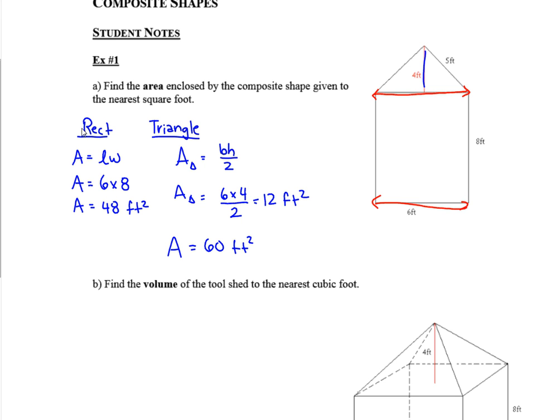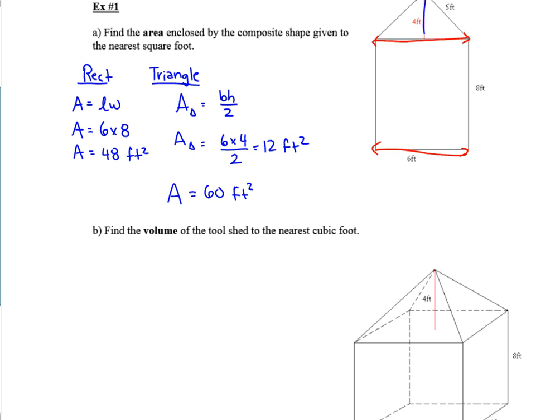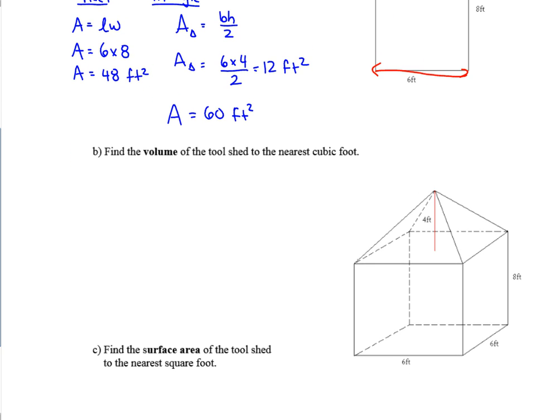We add them together. Okay, pretty simple. Totally simple when it's two-dimensional. When it's three-dimensional, it's a lot tougher to visualize. Now, in this case, it says find the volume of the tool shed to the nearest cubic foot. Okay, so there's the top portion.